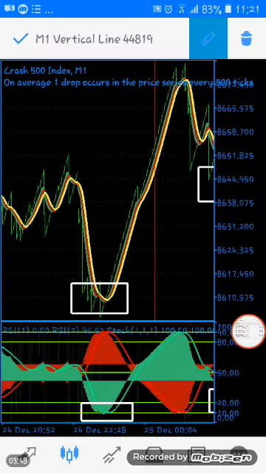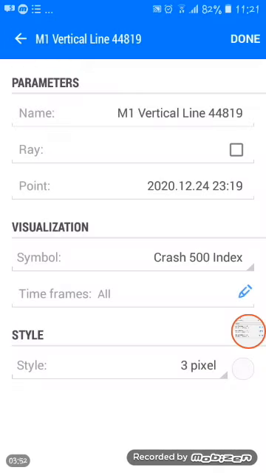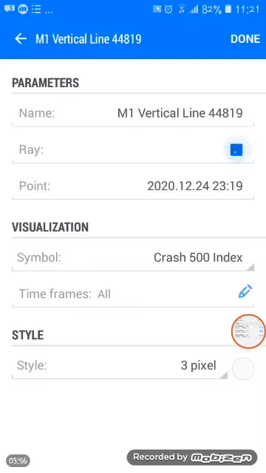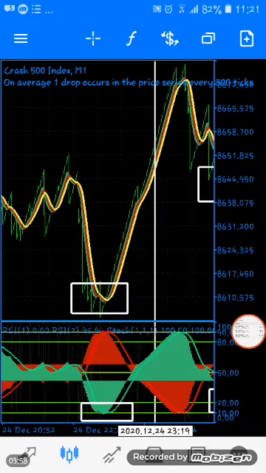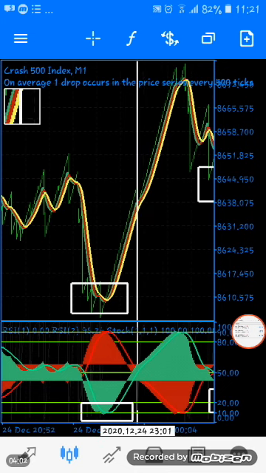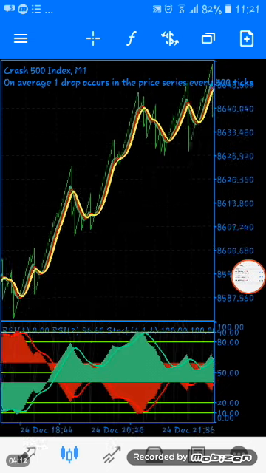Let me attempt to make this a lot more visible. So this is where your middle line was here. Your entry would have been somewhere around here and your take profit somewhere around here. But at the same time, you can always wait for it to reach the opposite end, like here, and you could still take your profit.